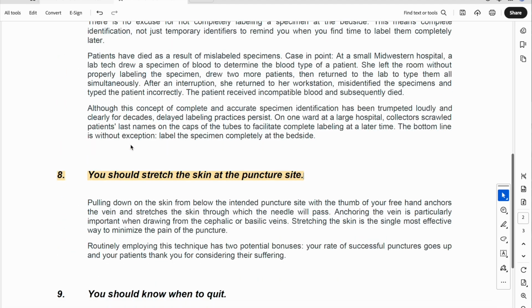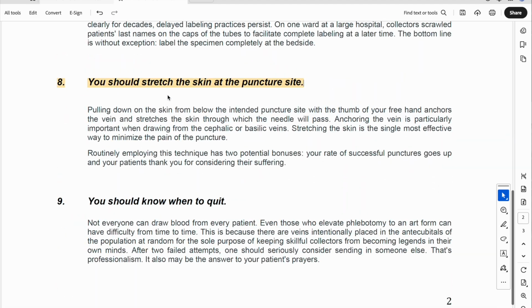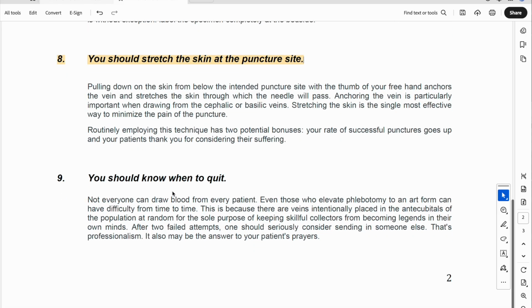Rule number 9. You should know when to quit. Professional humility is essential in phlebotomy. Not everyone can draw blood from every patient, and even experienced phlebotomists encounter difficult situations. Recognizing your limitation is not failure, it's professionalism.